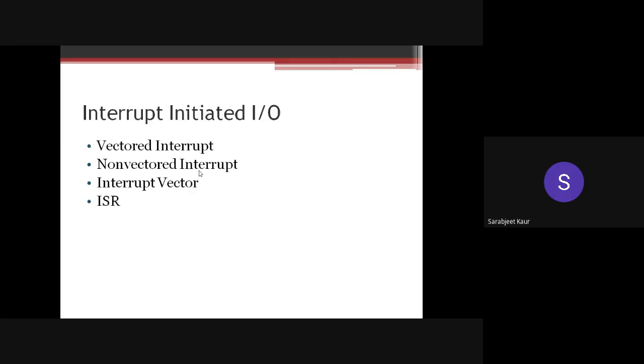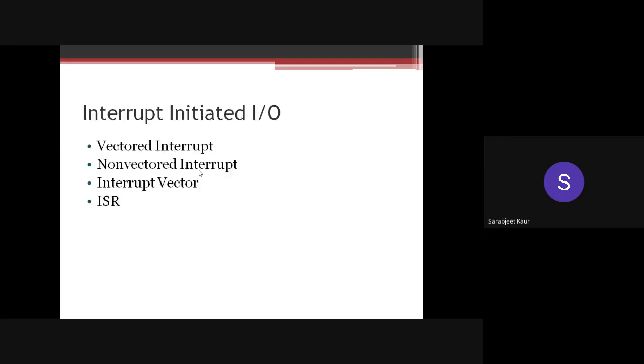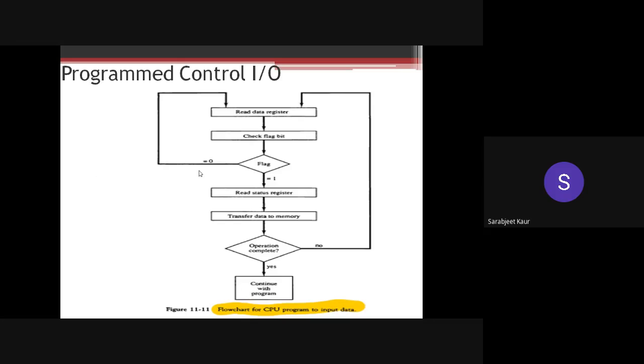Now, the third option to program controlled and interrupt initiated IO is that we allow for a direct memory access. Now, what is this? Please see, even in the interrupt initiated IO, what is the advantage that we are getting? The advantage is that the CPU is free from this loop. All the remaining job it still has to do on its own.